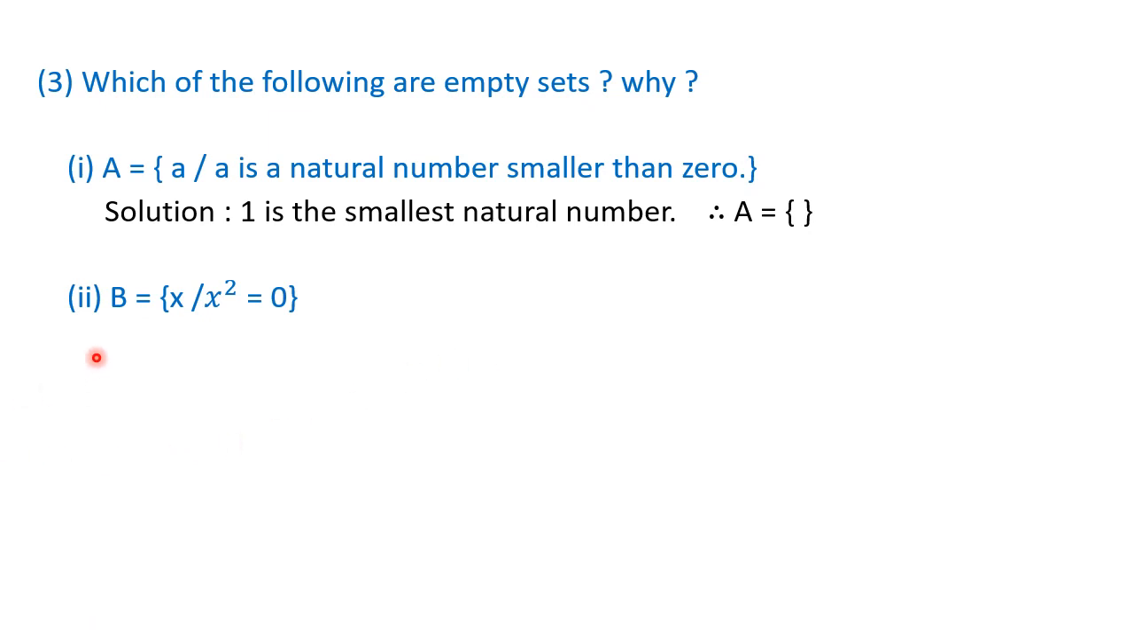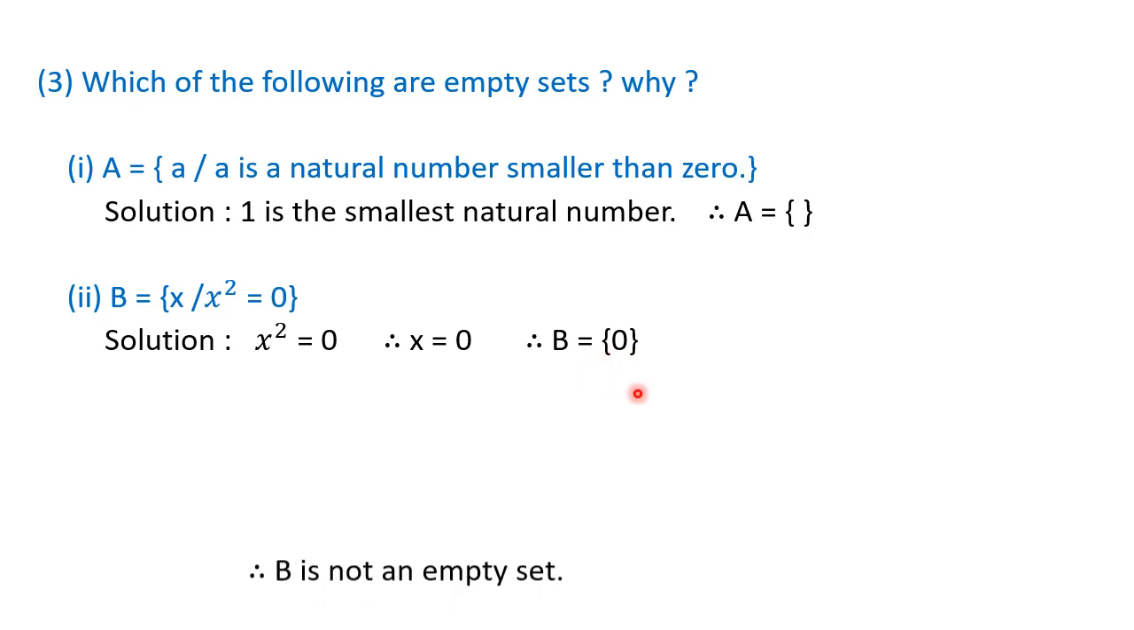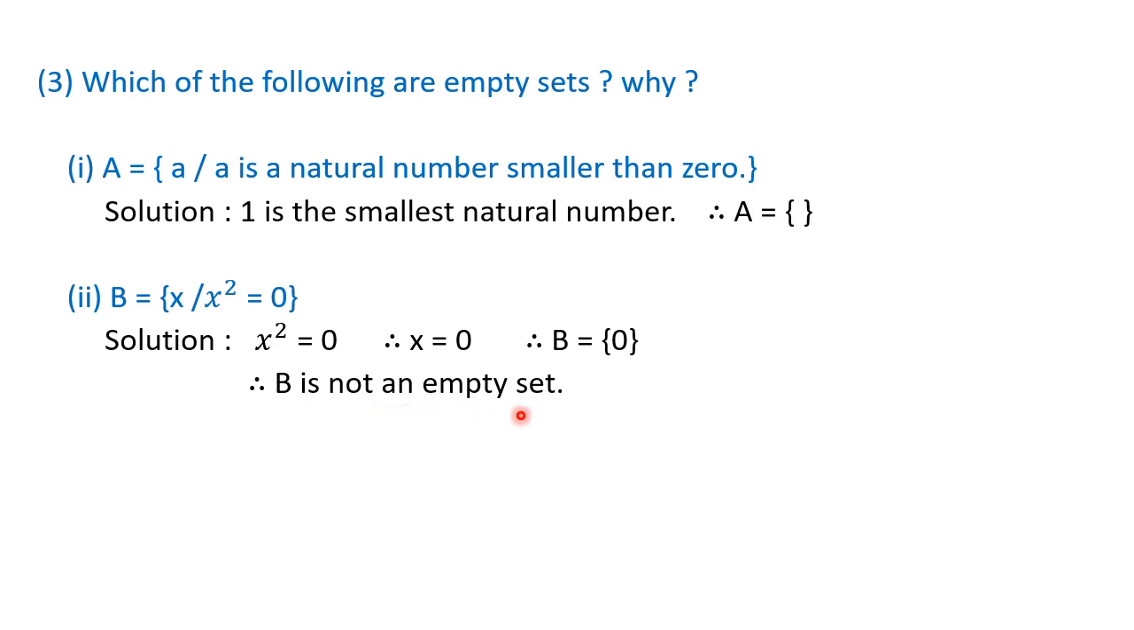Second one now. B is a set of all x such that x square is equal to 0. Okay. Now since x square is 0, x has to be 0. Square of 0 is 0. And therefore this set B contains element 0. Okay, but see there is a difference in these two sets. Here 0 is one element, that means it's a singleton set. So it is not an empty set. What we can say that B is not an empty set because it contains one element, that is 0.